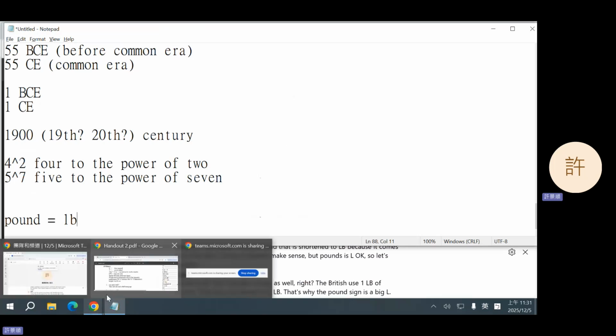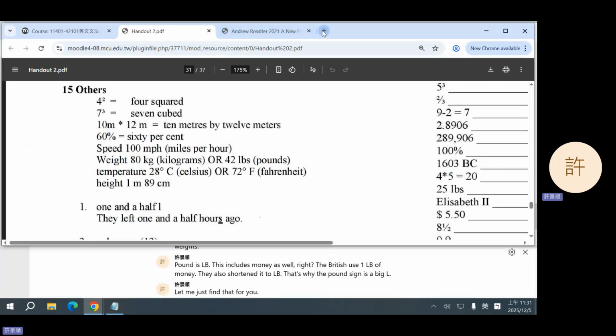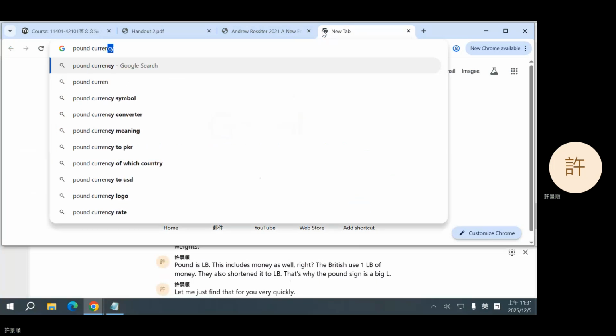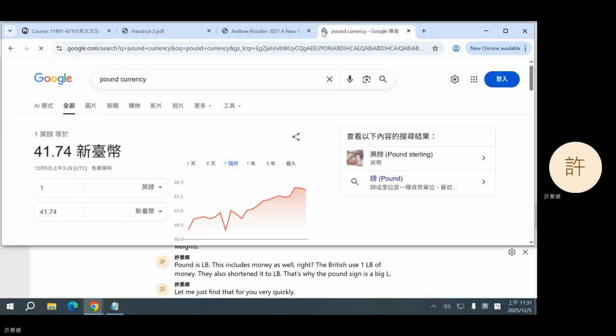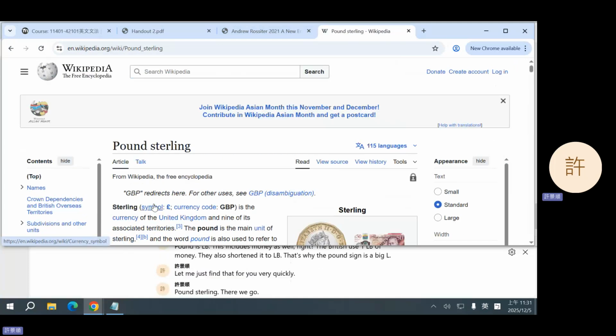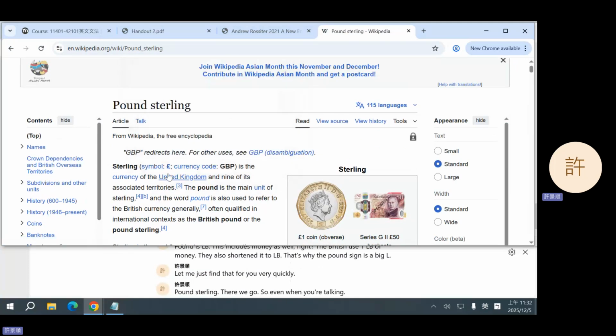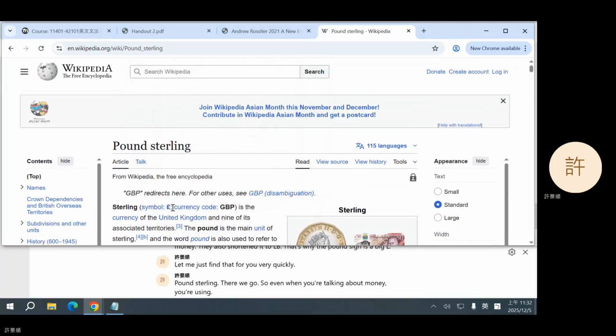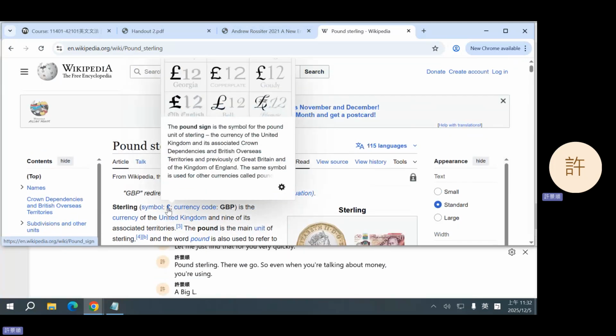Let me just find that for you very quickly. Pound sterling, there we go. So even when you're talking about money, you're using a big L because the abbreviation for pound is lb.